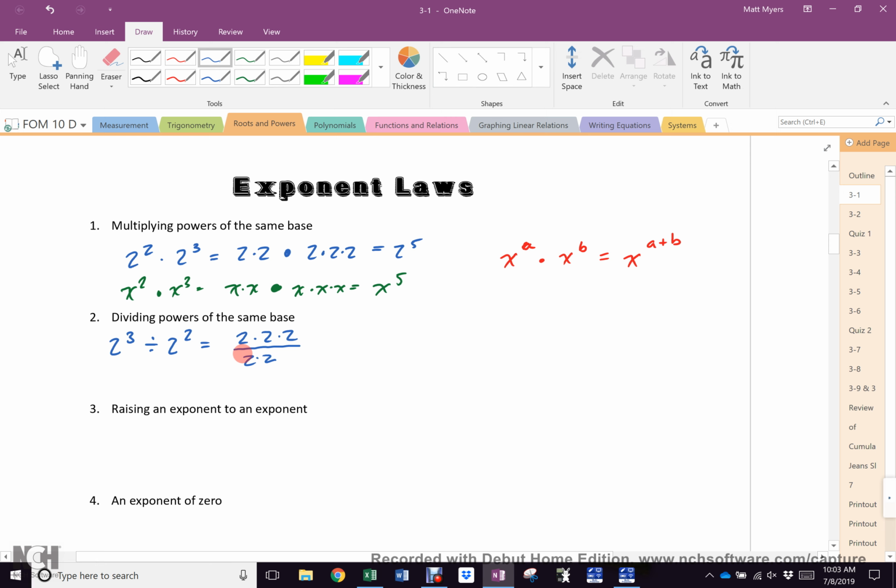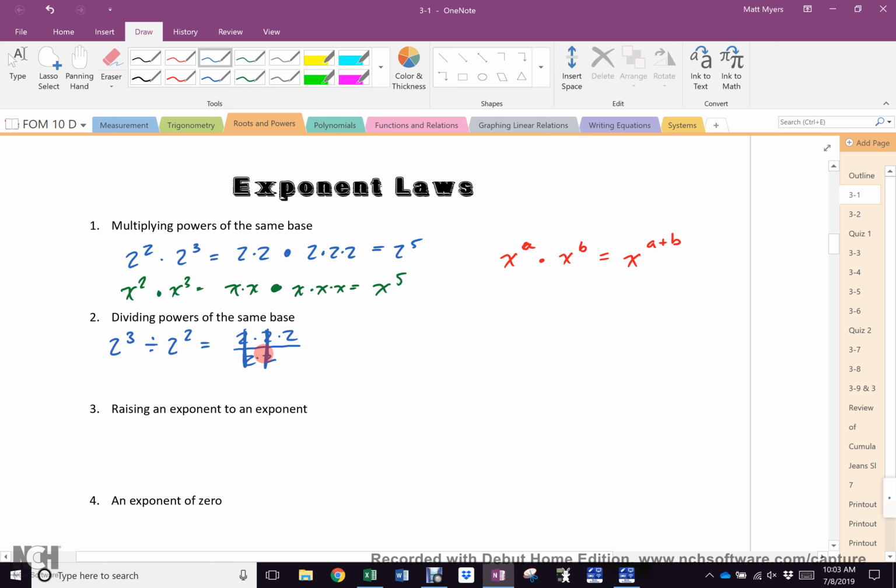What is 2 divided by 2? 1. What is 2 divided by 2? 1. What is 1 times 1? 1 times 2? It doesn't matter. That's what we mean when we say cancel. It doesn't disappear. It's because it divides and creates a 1.